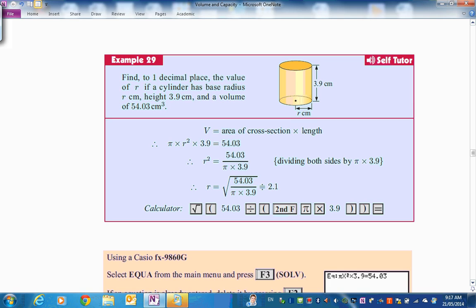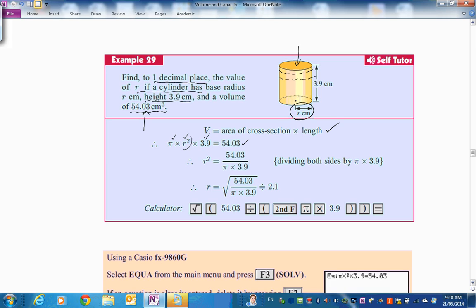Okay, what about this one here? This is a little bit harder. Find to one decimal place the value of R. Yes, that's right, R. You don't know the radius. So the height of the cylinder is given and you want to know how wide to make it so it contains 54.03 centimetre cubes. So first of all you write down the formula. This body is a uniform cross section. If you section it through there, you always get that end shape. So the formula is area cross section times length. Pi r squared times length is 54.03.